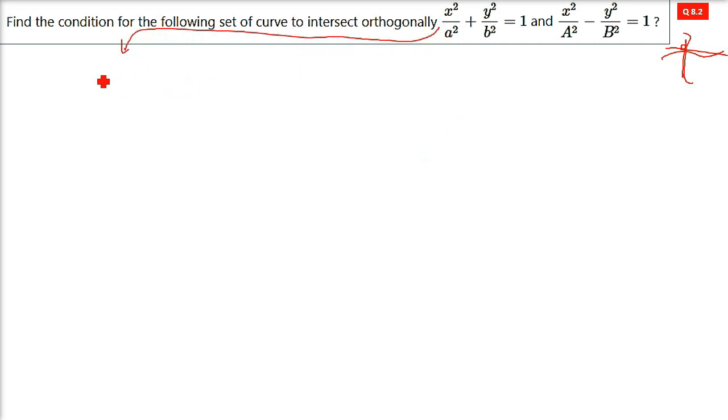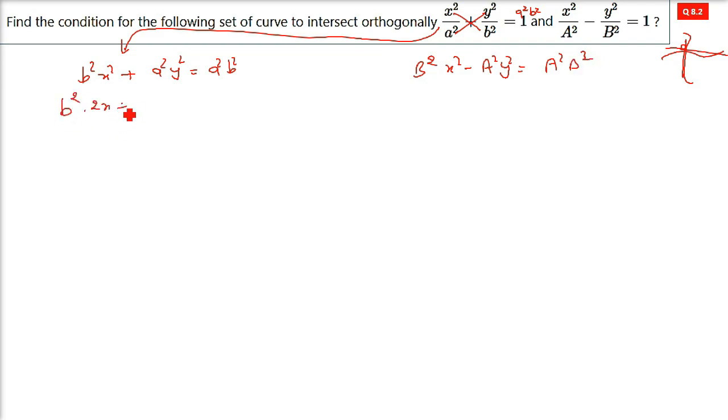So I am taking the differentiation of the first one, and I always make this simpler by multiplying by the denominator, that is a square b square, so that we only get the numerator. We don't have to deal with the denominator. That may cause confusion in the later part of the solution. We have b square x square plus a square y square is equal to a square b square. On the right it will be B square x square minus A square y square is equal to capital A square B square. So on the left it is small a b, right it is capital A B.